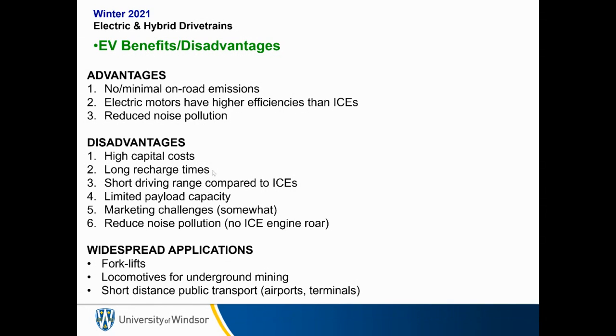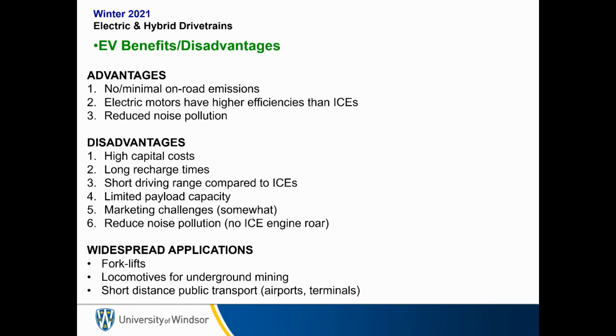Long research times, people are still working on that though. Short driving range compared to internal combustion engines. Again, this is also being improved. Limited payload capacity. Now there are some companies such as Ford that are coming out with electric trucks. I'm not sure if they're full electric or if they're hybrid, but if you had a full electric truck, essentially as you load your truck, you're going to drain your battery even faster and have a very low range.